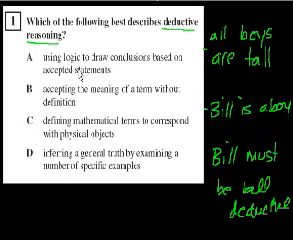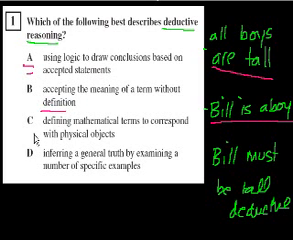So, use logic to draw conclusions based on accepted statements. Yeah, well, actually, that sounds about right. That's what we did here. We used logic to draw conclusions based on accepted statements, which were those two. So I'm going to go with A so far. Let's see. Accepting the meaning of a term without definition. Well, I don't even know how one can do that. How do you accept the meaning of something without it having been defined?